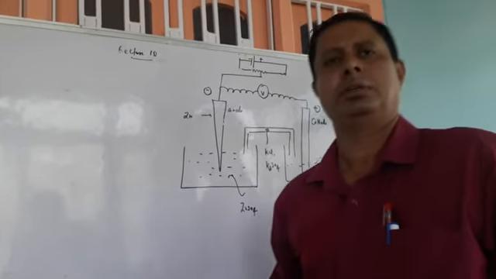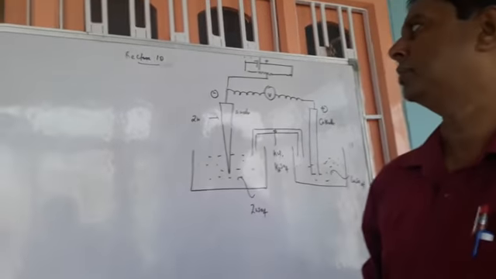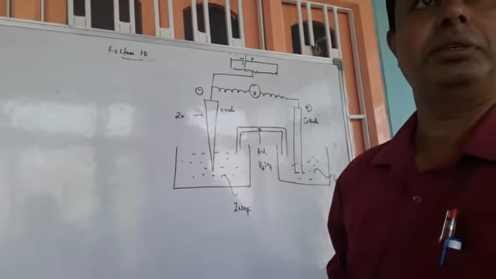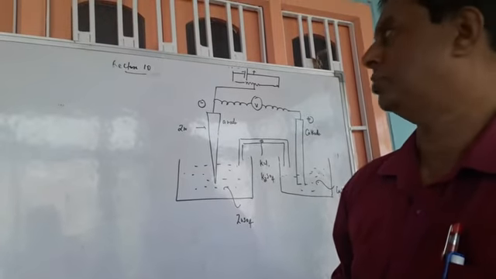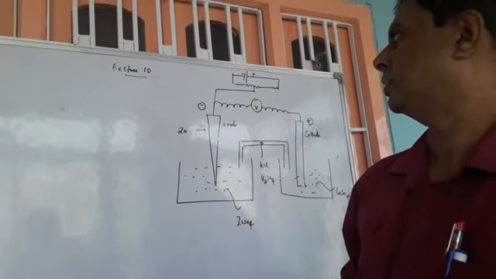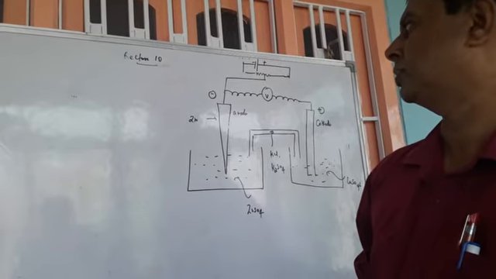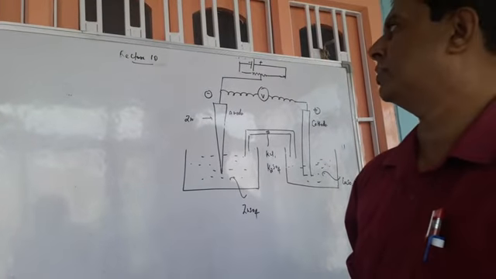Hello students, this is my lecture number 10 of the topic electrochemistry for class 12. This is the continuous lecture from previous lecture 9.